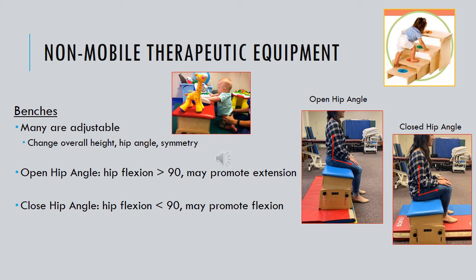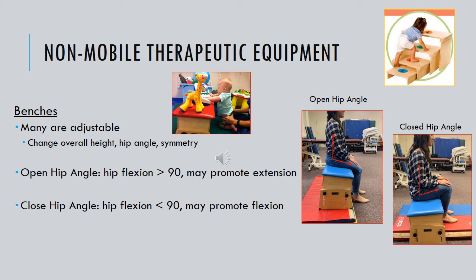Oftentimes we choose a 90-90 position for our patients in sitting on a bench, so their feet are always supported on the support surface. And then most of the time we select a 90-90 position in that the hips are at 90 degrees in relation to the trunk, and the knees are also at 90 degrees in relation to the femur and the floor.